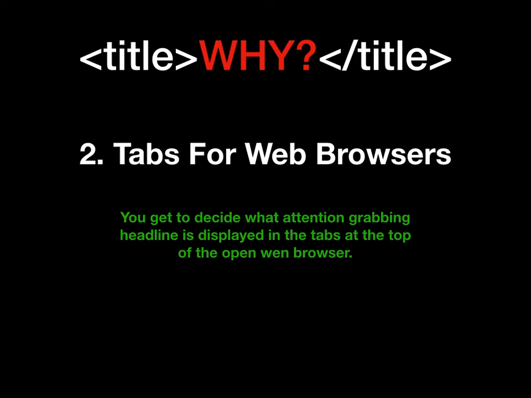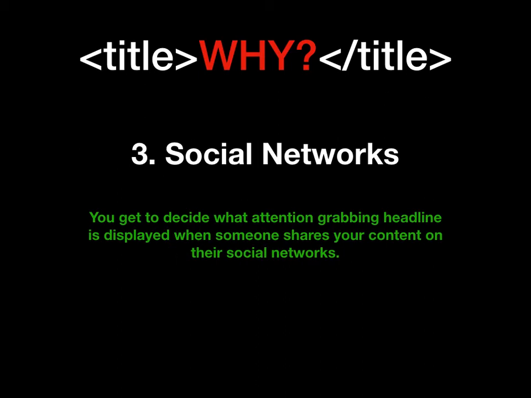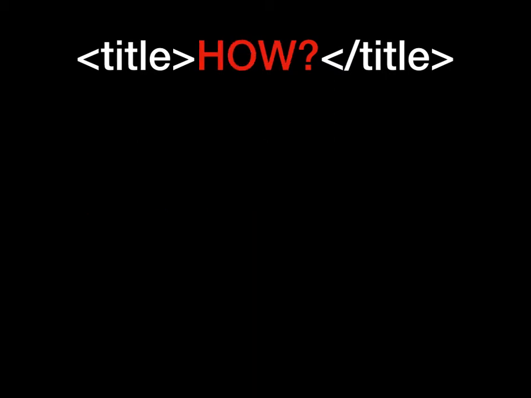So when you look at the top, each tab that you have open has different words. It usually has a little favicon, a little image, then it has some words. Your title tag is the words that are in there. You also need it for social networks. If you don't use the Open Graph or the Twitter cards, social networks use your title tag as the headline when your page is shared.